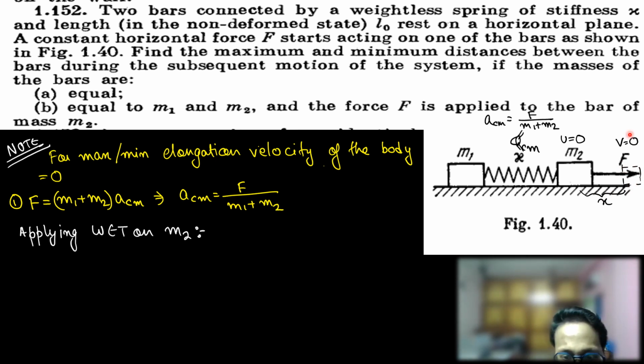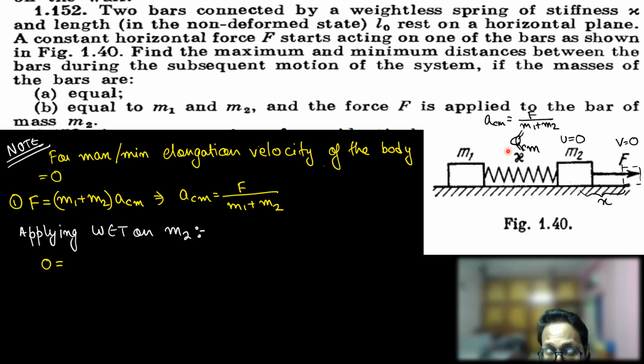So can I say the change in kinetic energy? What is the final kinetic energy? 0. What is the initial kinetic energy? 0. These kinetic energies are also from the observer sitting in the center of mass. So final kinetic energy minus initial kinetic energy, 0 minus 0, is equal to the work done by all the forces. What are the forces acting on it? The first force is the external force. The second force is the spring force. There is one more force acting on this block m2. Can you guess which one it is? It is nothing but the pseudo force.